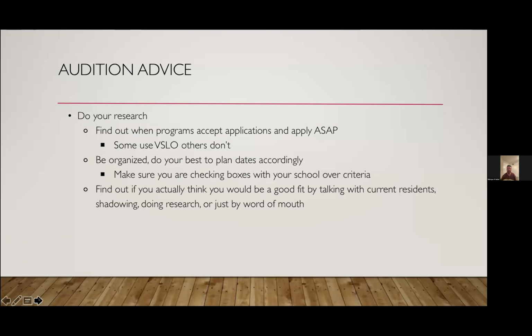And then think about where the program is located, in terms of, is it a place that you would want to live for potentially the next 5 years? You can reach out to current residents at the program, or to one of the faculty members and see if they have research projects, or just ask people from your school who have matched into orthopedics if they have any advice about particular programs.